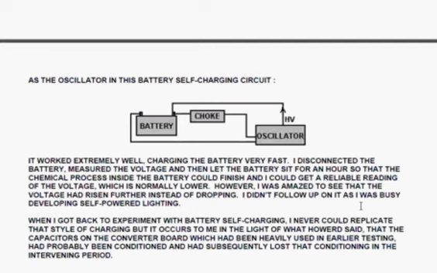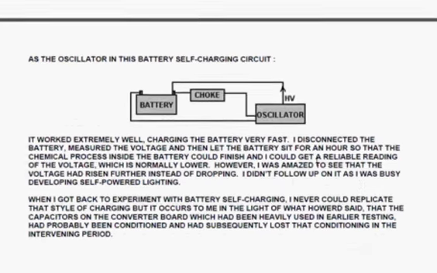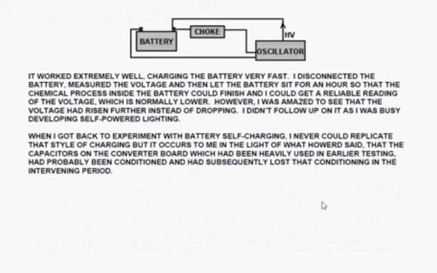So I disconnected the battery, measured the voltage, and then let the battery sit for an hour so that the chemical process would stop off and I could get a reliable reading of the voltage, which is normally lower. However, I was amazed to see that the voltage had risen further instead of dropping. I didn't follow up on that because I was busy developing self-powered lighting. When I got back to experimenting with the battery self-charging, I never could replicate that style of charging.